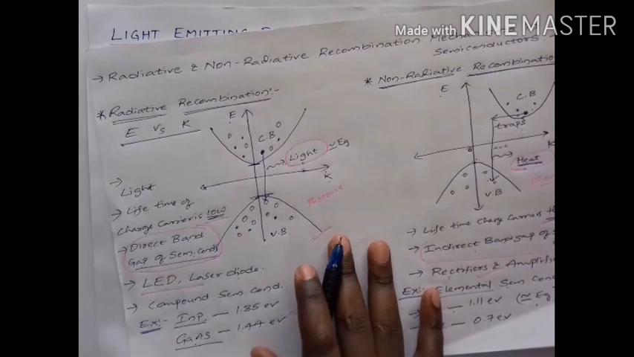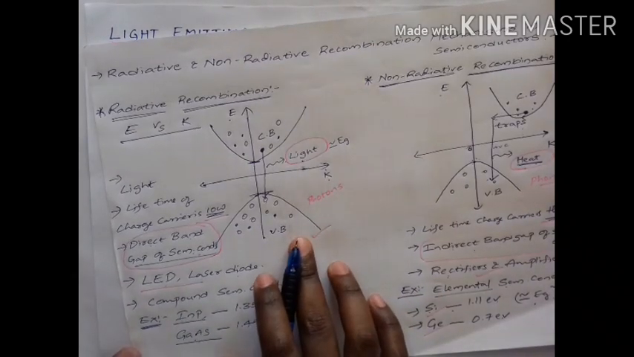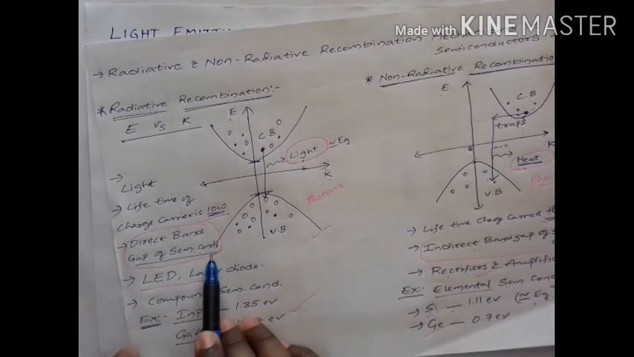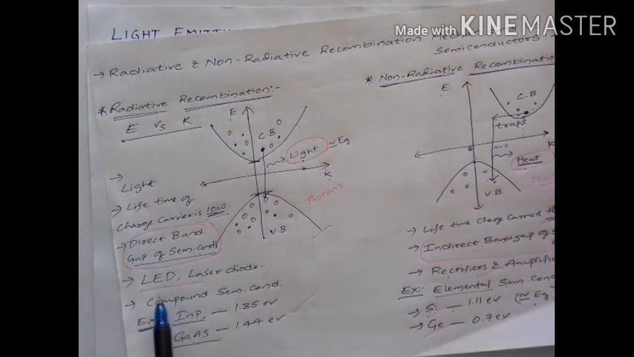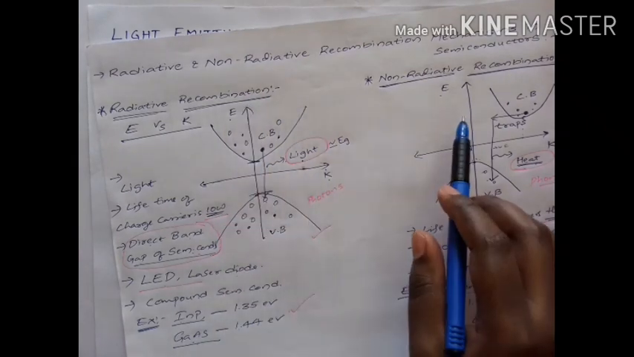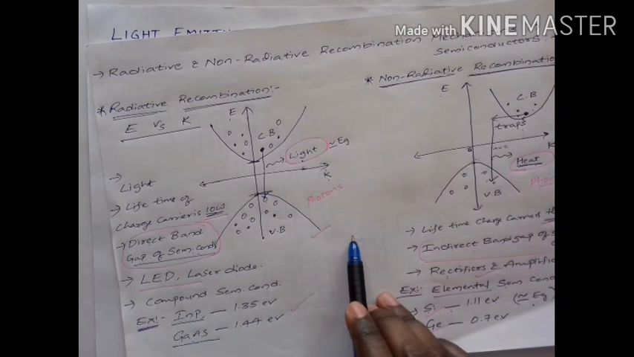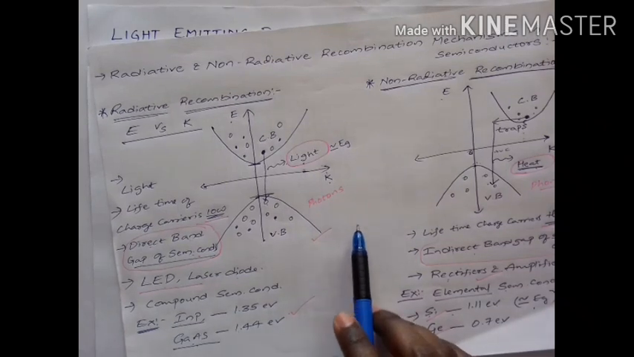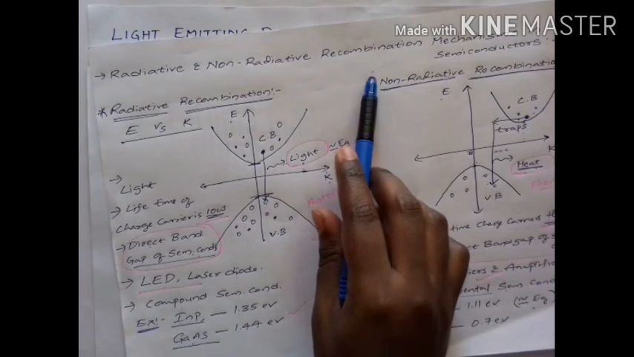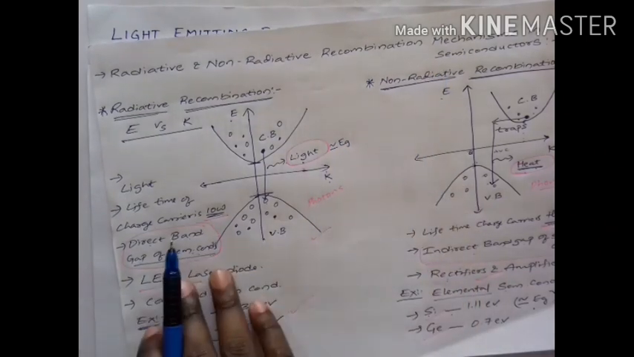This phenomenon happens only in direct band gap semiconductors, and we also learned that direct band gap semiconductors are used in the fabrication of LEDs. If you want any details regarding radiative and non-radiative recombination, please watch the video available on my channel, which I prepared on the radiative and non-radiative recombination mechanism in semiconductors.